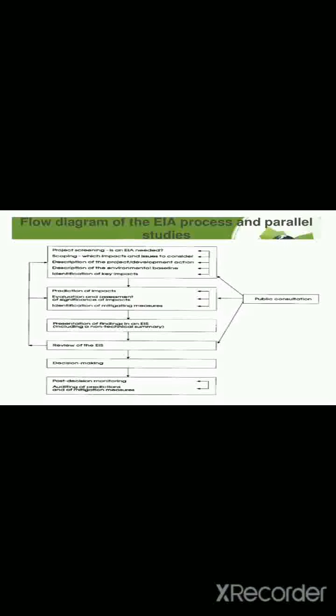Then next is the flow diagram of the EIA process and parallel studies. We have to study public consultations. There are a number of steps created step by step for the flow diagram of EIA. That is project screening, then prediction of impacts, then presentation of findings in the EIS, then review of the EIS, next decision making, and the last one is post-decision monitoring. So this is the overall public consultation level EIA process.